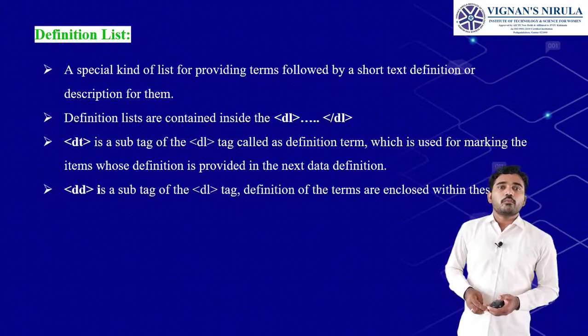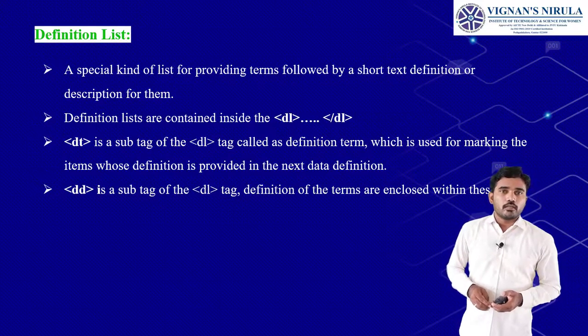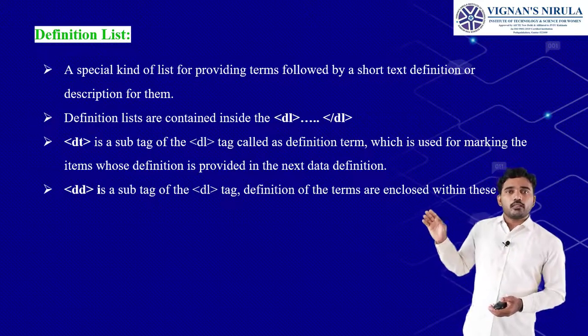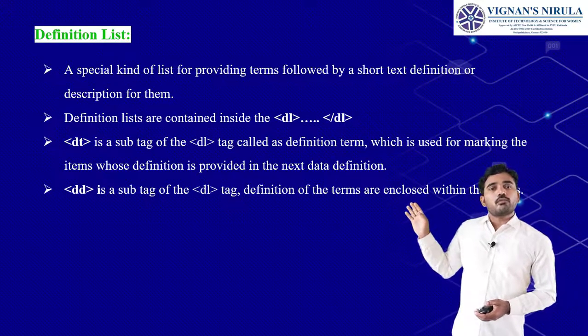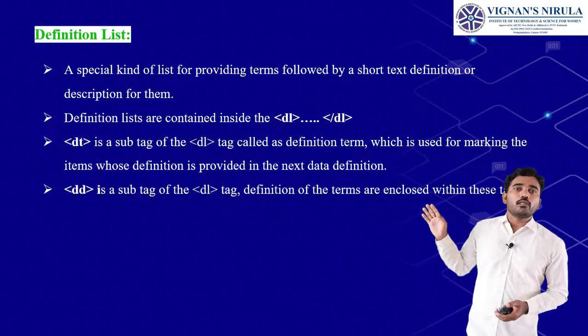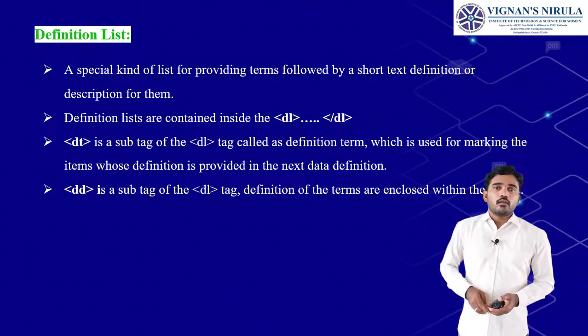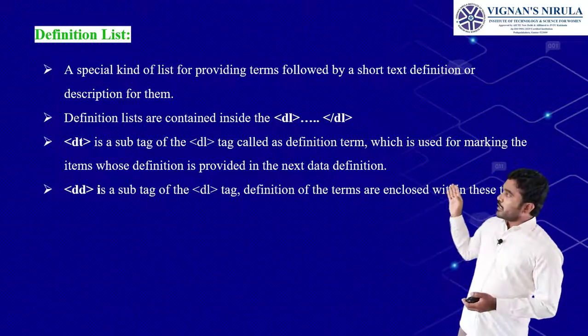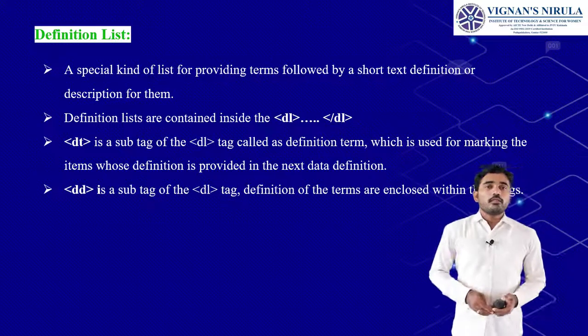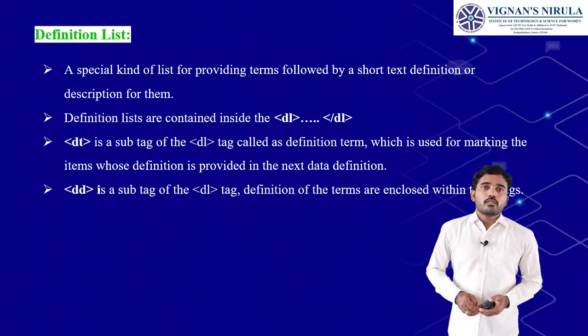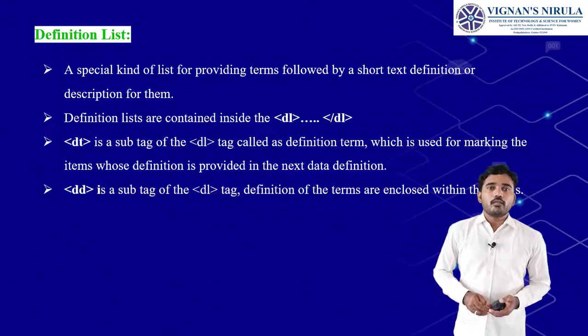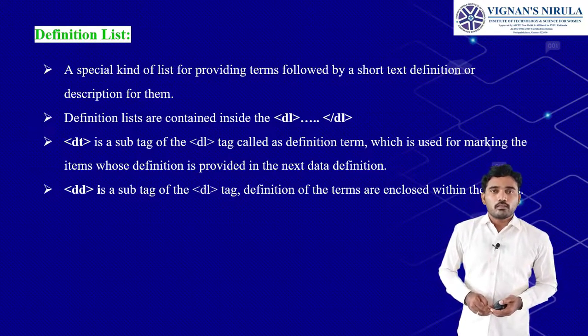And see, the DT is there, the definition term. It is a subtag of the definition list, which is called a definition term, and it is used for marking the items whose definition is provided in the next tag. And see, next DD is there. What about that DD? It stands for definition data, a subtag in the definition list, and the definitions of the terms are enclosed within these tags.